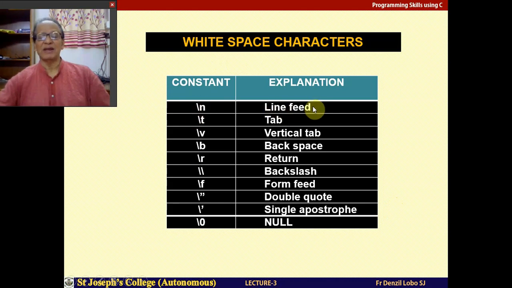I'm giving you some of the white spaces I mentioned about. \n for line feed, go to the next line. \t for tab, that means go to the next column, the next tab, etc. There are other white space characters which we may use eventually. This is \0, very important later when we work with strings. We are going to use that null character.